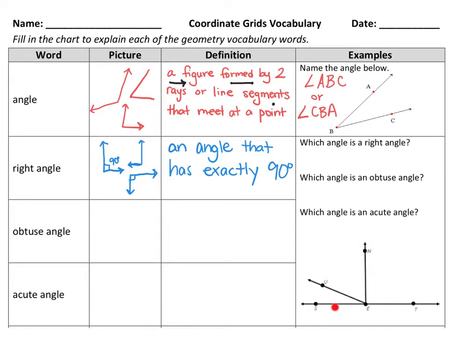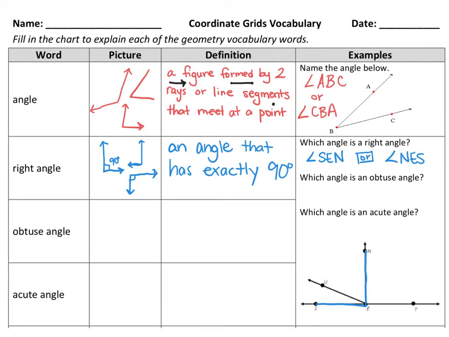It's right here. So we need to write angle S-E-N. Or another acceptable answer would be angle N-E-S. And just be really careful that your angles stay looking like this angle.